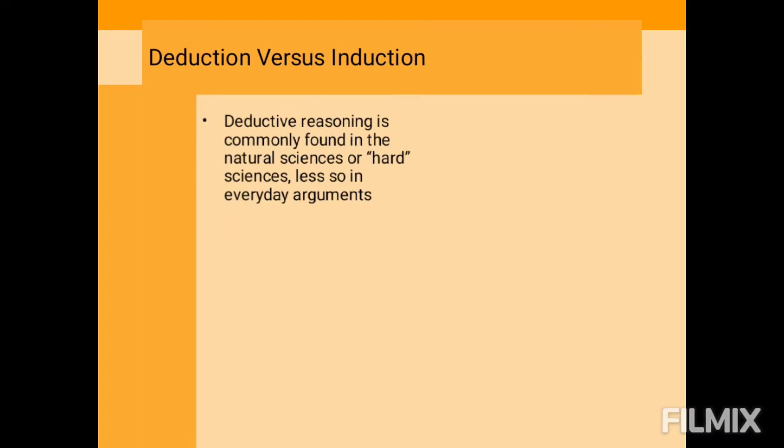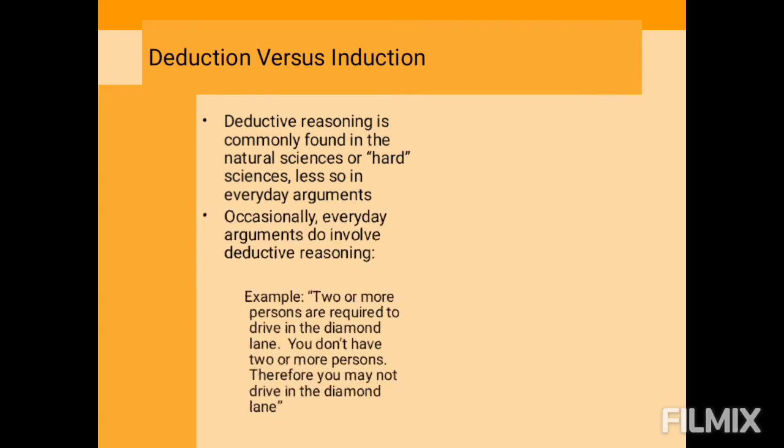And to further understand, deductive reasoning is commonly found in natural sciences or hard sciences, less so in everyday arguments, unlike inductive reasoning. Occasionally, everyday arguments do involve deductive reasoning. For example, two or more persons are required to drive in the diamond lane. You don't have two or more persons, therefore you may not drive in the diamond lane. From the general rule that the minimum number of persons required to drive in the diamond lane is two, to be specific, you may not drive in the diamond lane if you're alone, if you don't have any companion.